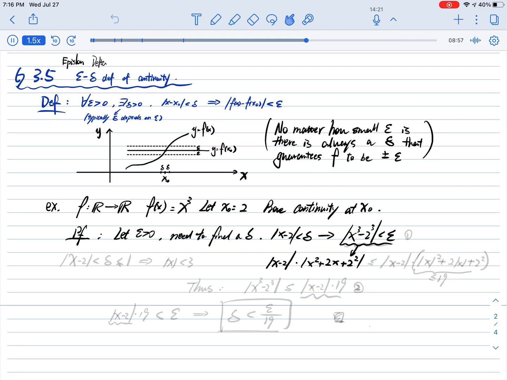And also, we have to know that because of the triangle inequality, the whole thing is smaller or equal to absolute value of x minus 2 times, okay, we'll make a parenthesis right here.